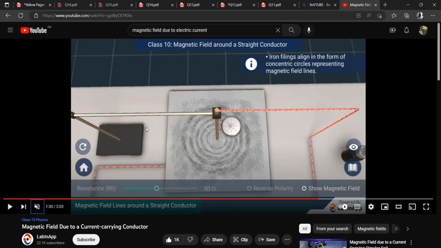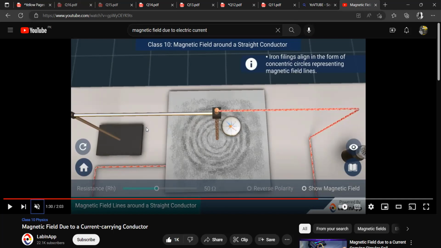So if current is passing in one direction, there will be a clockwise rotation. And if current is passing in the opposite direction, the magnetic field will be in the opposite direction. So that is the concept, right?